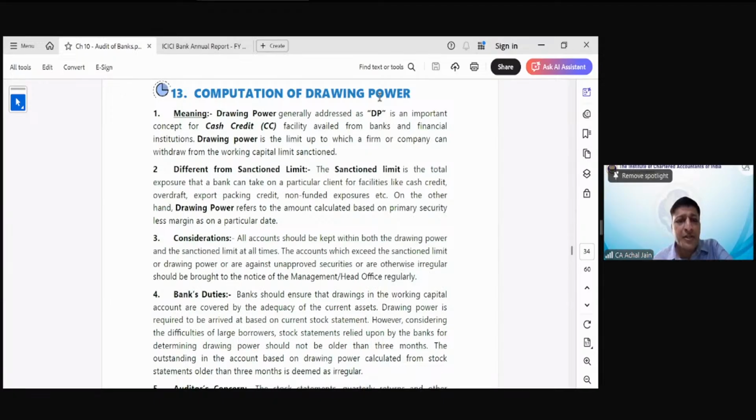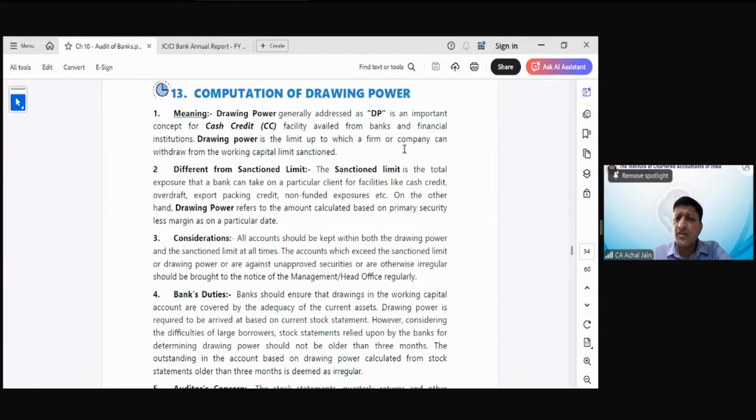Now, what are the considerations? All accounts should be kept within both the drawing power and the sanctioned limit. See, if you keep it within the drawing power, automatically it will remain within the sanctioned limit. Accounts which exceed the sanctioned limit or the drawing power, or are against unapproved securities or are otherwise irregular, need to be reported to the concerned authorities.